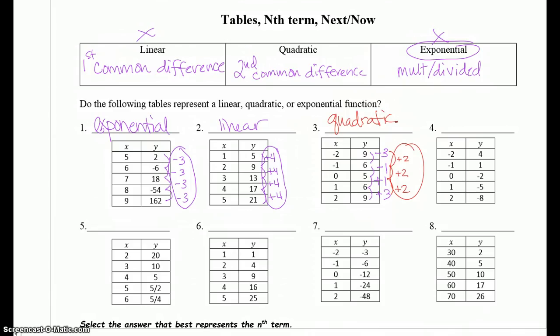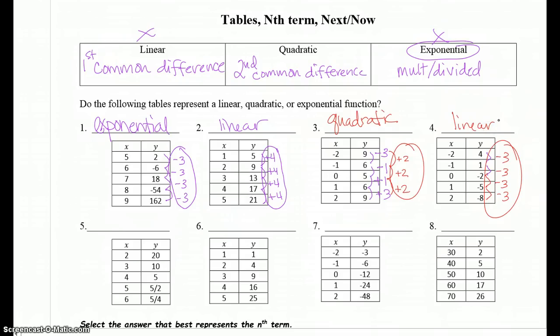And number 4, I'm going to look to see if I can multiply by something. 4 to 1, 1 to -2, those would not be multiplied by the same thing. So I say, okay, from 4 to 1, I would subtract 3. From 1 to -2, subtract 3. -2 to -5, subtract 3. -5 to -8, subtract 3. Again, this is a first difference, so this is a linear function.